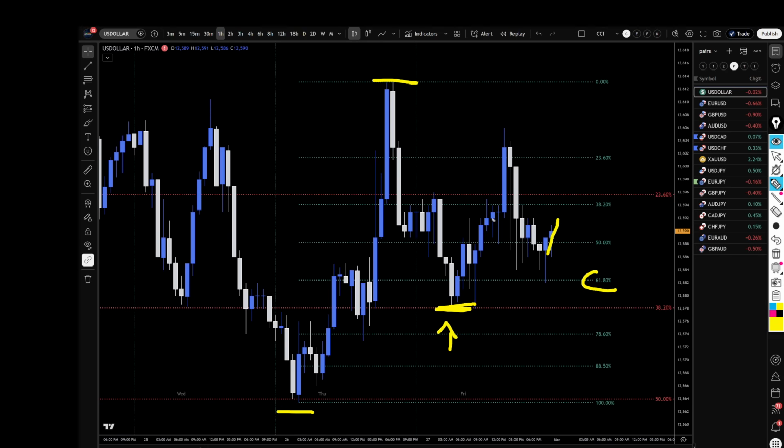If it bounces from this fib and breaks structure to the upside, that tells me we're potentially back into the uptrend. If it doesn't break structure to the upside, which structure is right here, then potentially the dollar could continue to be a little bit on the bearish side. It could go down and grab this low right here. It could even go down to the 78% Fibonacci retracement.